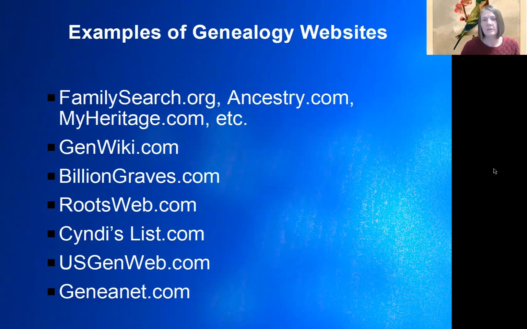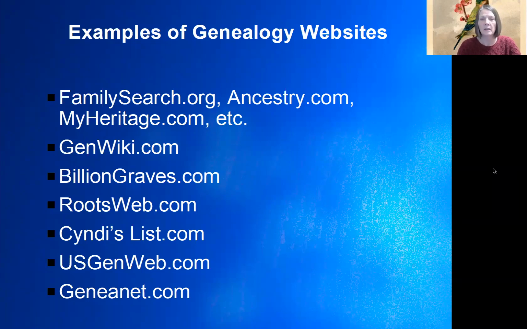So these are some examples of other genealogy websites that do similar things to what Family Search does with websites and databases. There's familysearch.org, Ancestry, MyHeritage, Find My Past, so, anything like that that is a compiled genealogy. In other words, they have a lot of different genealogies within their pages. Then there's genwiki.com, Billion Graves, Roots Web, Cindy's List is a really great resource, US Gen Web, and Jenny-Annette, and many, many more. This is just a very, very small example of the different types of genealogy websites.